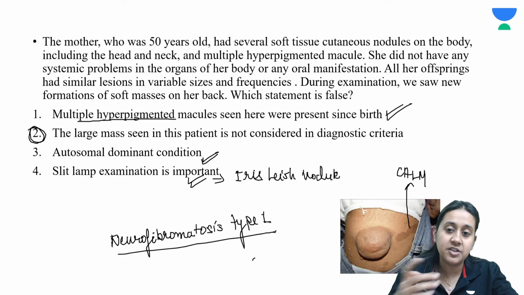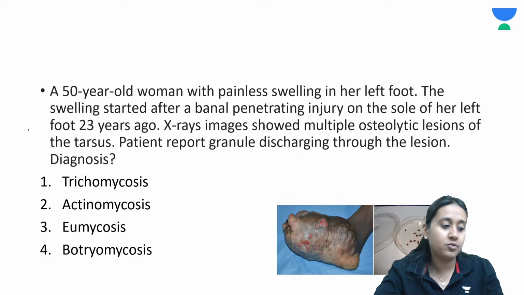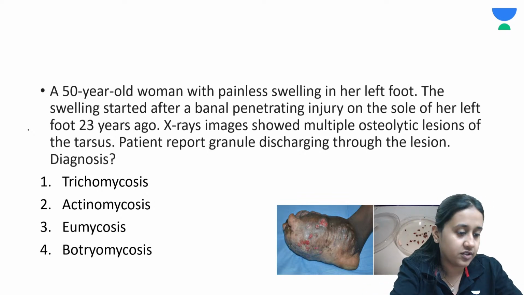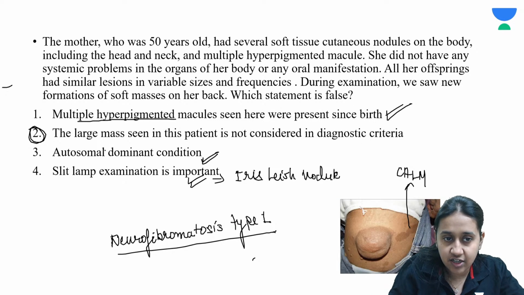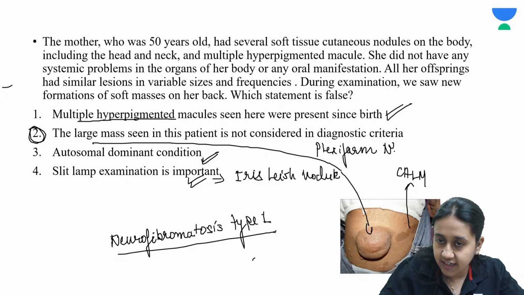Large masses seen in this patient are not considered to be diagnostic. That is not correct. Plexiform neurofibromas are diagnostic. Clear? This large mass which they are talking about is the plexiform neurofibroma, and these are diagnostic. So option number 2 becomes wrong.